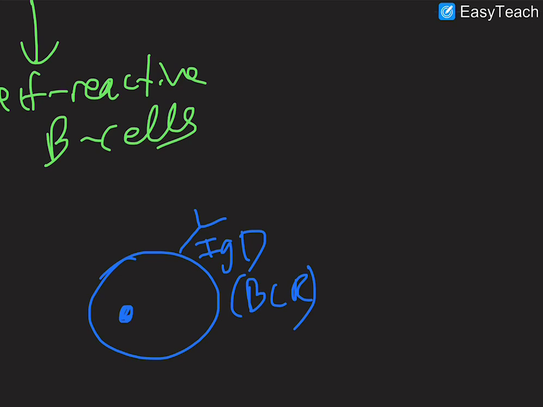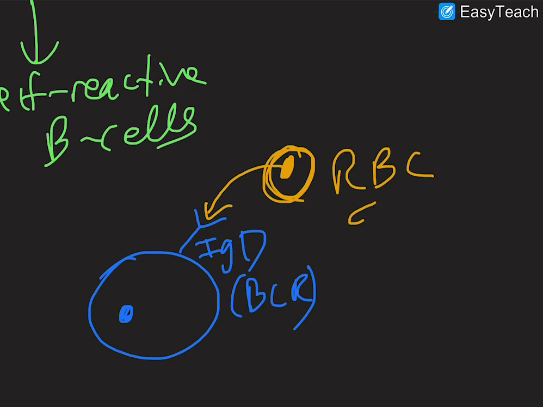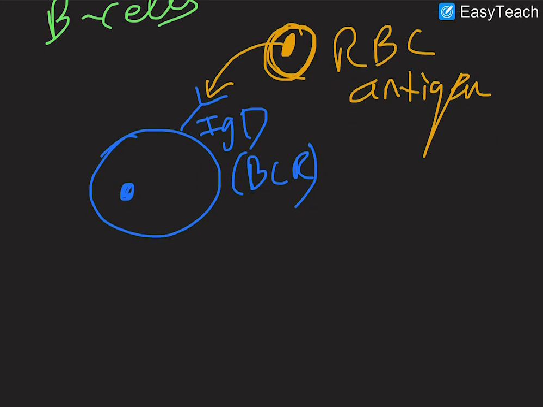If we use the example of red blood cells, let's say there are certain red blood cells that are damaged or lysed, and it releases antigens, for example band 3 or Rh antigen or whatever. So let's say this is some sort of antigen from the red blood cell. If we have self-reactive B cells, they can bind onto this RBC antigen, red blood cell antigen.